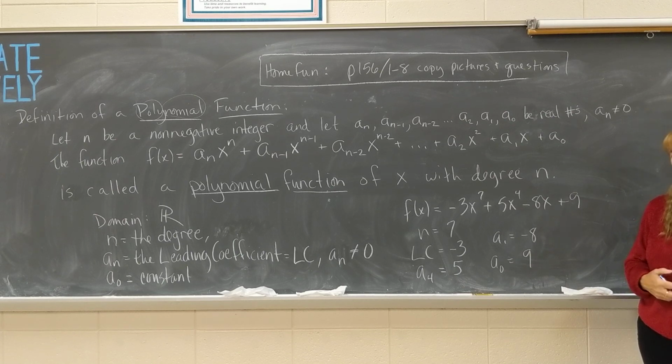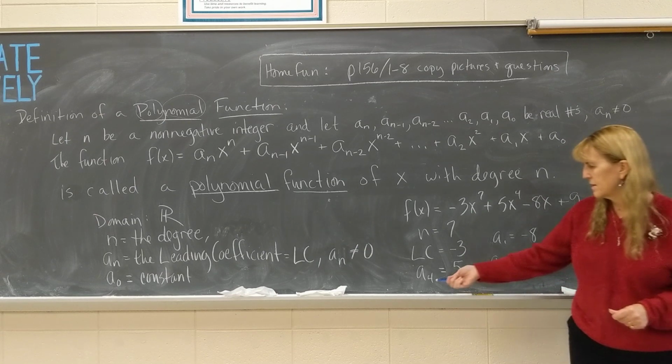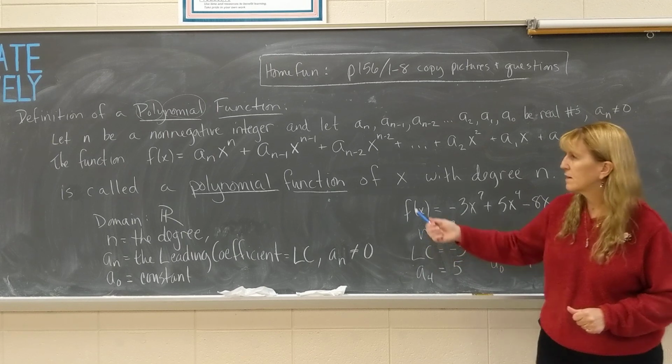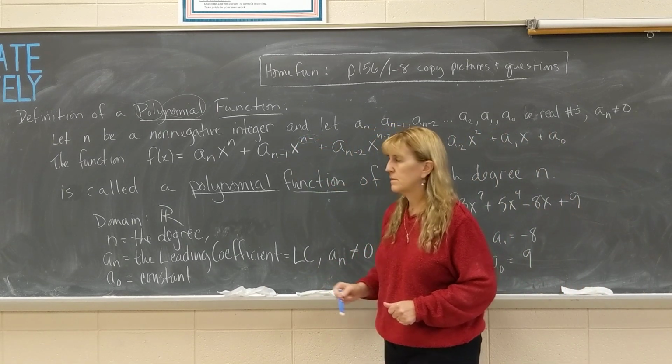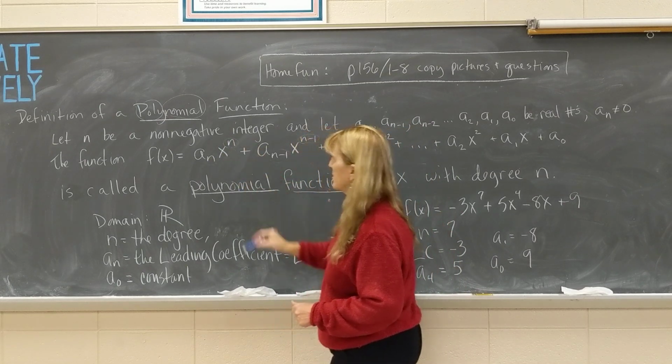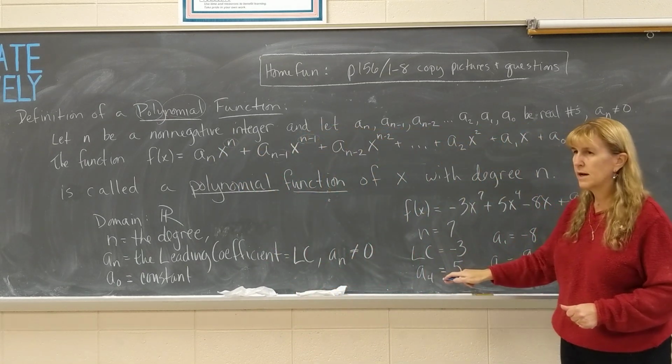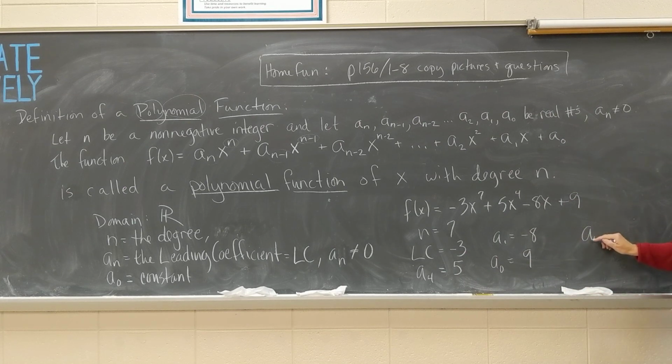Where did I lose you? A sub 4? See how every subscript and every exponent match? So if I want a sub 4, I have to find where there's an a sub 4 x to the 4th. So you scan the problem. Do you see the x to the 4th part of it? Okay. And you see the number outside of it? And that's a 5.